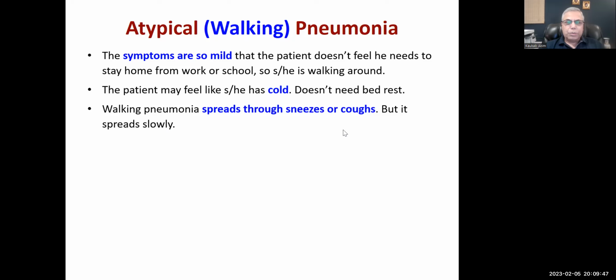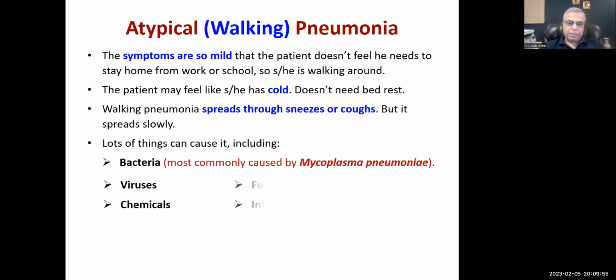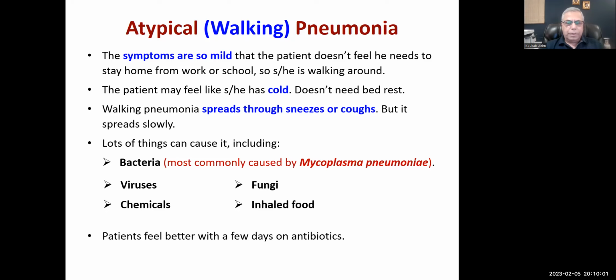Walking pneumonia spreads through sneezes or coughs, but it spreads slowly. Lots of things can cause it, which include bacteria. Mycoplasma is the most common. Viruses, chemicals, fungi, inhaled food. Inhaled food could sometimes be dangerous as well, right? But if it is not very severe, then the patient will not feel too ill, okay? Patient feels better with a few days on antibiotics. And the cough persists for some weeks after treatment or after the disease has subsided. So it takes some time to go away.